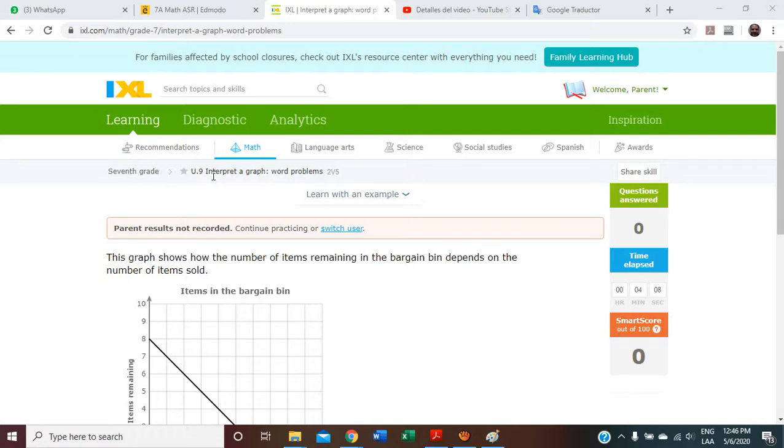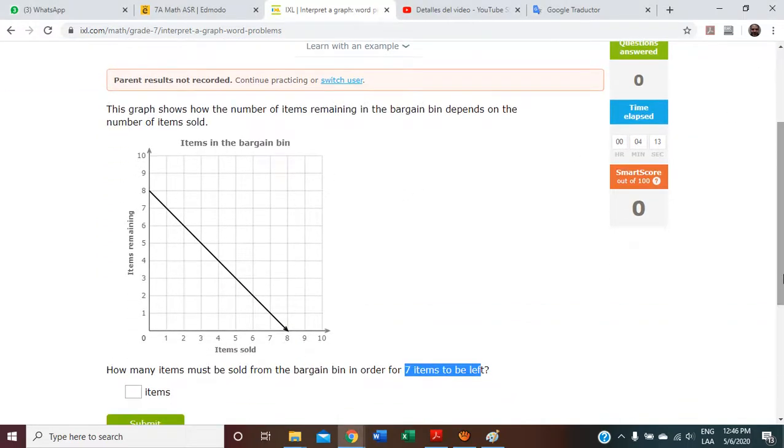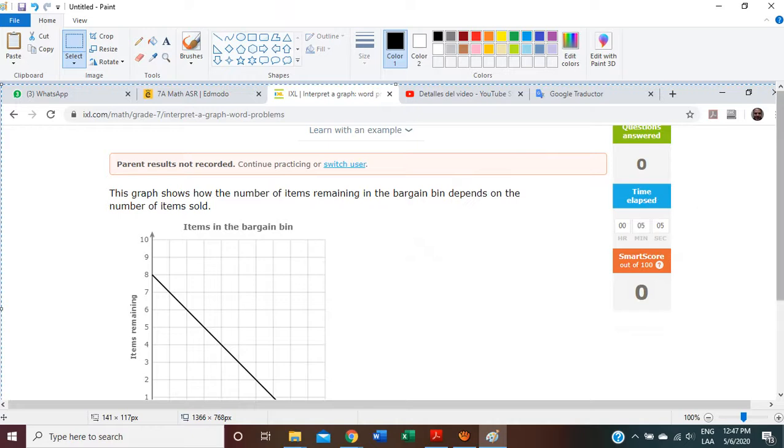7.U.9. Interpret a graph word problems. Okay, so now we have word problems. We have graphs, like this. Let's read the problem. This graph shows how the number of items remaining in the bargain bin depends on the number of items sold. Okay, so now what we have to do here is to interpret this graph. Let me print the screen, let me go to Word so I can explain better.